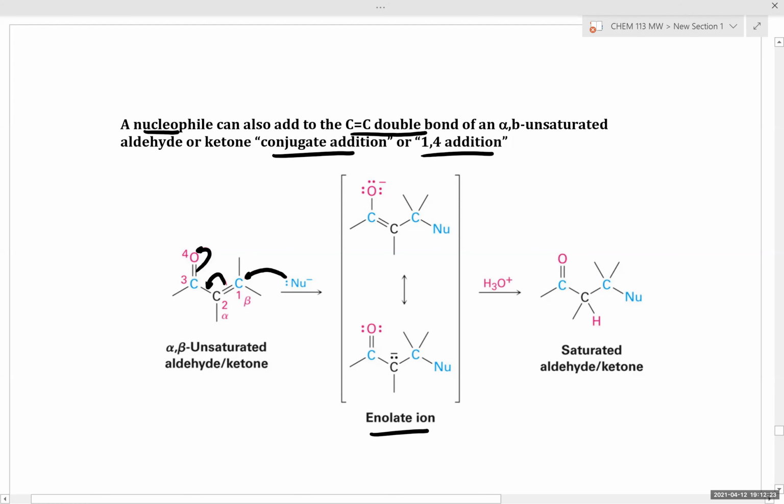Enolates are quite important carbon-centered nucleophiles that we'll talk about a lot in later chapters. So 1,4 addition is not just a method to form bonds between a carbon and a nucleophile. It's also a method to prepare enolates, which can be used for further reactions. Does this mechanism of 1,4 addition make sense to everyone? Any questions on this mechanism?